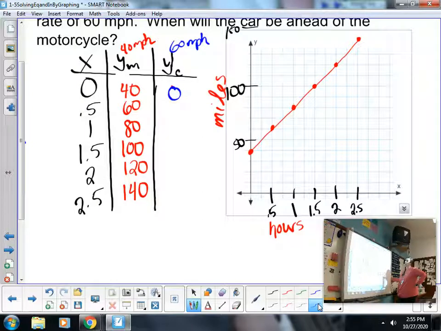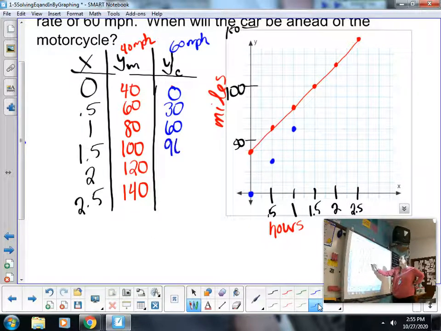Now we want to look at the movement of the car. At the beginning, the car is starting at 0. After half an hour, the car is now up to 30 miles. That's half of the miles per hour. So 10, 20, 30, it hasn't overtaken the motorcycle yet. At an hour, we're going to be at 60. Still hasn't overtaken the motorcycle, but it's getting closer. After another half an hour, we're going to be at 90. Again, getting very, very close, but the blue is still below the red.